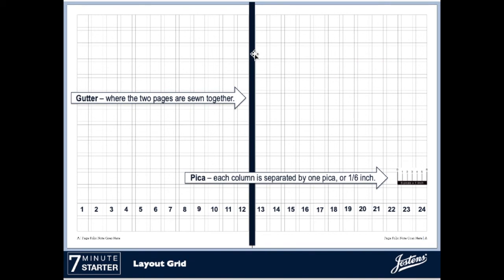Another thing you'll notice is that this page is a combination of grids. It's got a grid background. So you have rows and then you have columns. So the columns go up and down, the rows go side to side. Each column and each row is also separated by this tiny amount of space right here, this little line that is called a pica. And a pica is 1/6 of an inch. So that's what separates the columns. You notice it also separates the rows.